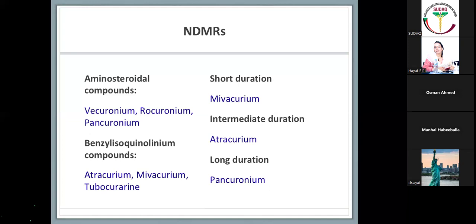Okay, so this is just the classification. It's a duplicate slide. So these are the commonest. Obviously there are other non-depolarizing muscle relaxants, some of them recently in the US or the UK, but these are the commonly used, and you will find them in most of the hospitals you work in, either in Sudan or outside.